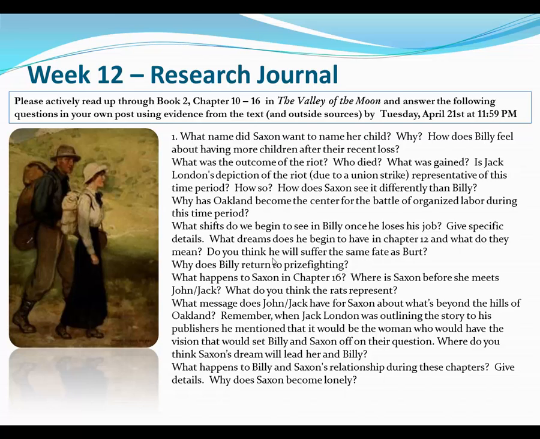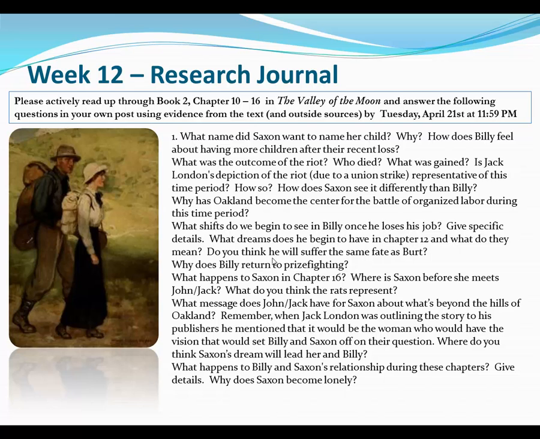So this week for your research journal, after you actively read Book 2, Chapters 10 through 16 in the Valley of the Moon, you're going to answer the following questions in your own post using evidence from the text and possibly outside sources by Tuesday, April 21st at 11:59 p.m. What name did Saxon want to name her child? Why? How does Billy feel about having more children after their recent loss? What was the outcome of the riot? Who died? What was gained? Is Jack London's depiction of the riot due to a union strike representative of this time? How so? How does Saxon see it differently than Billy?